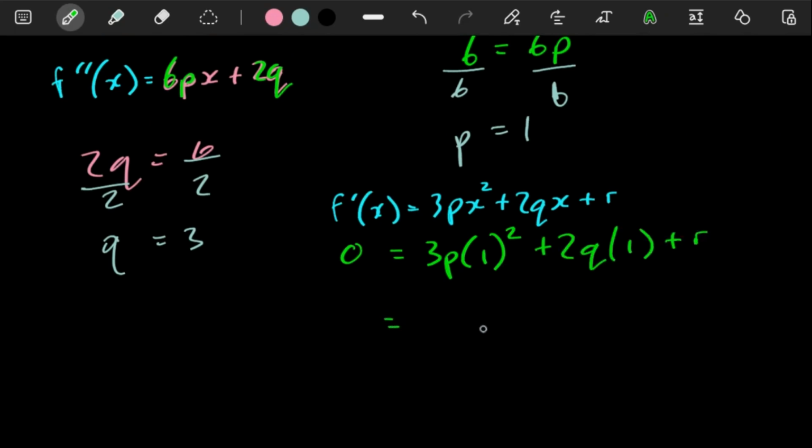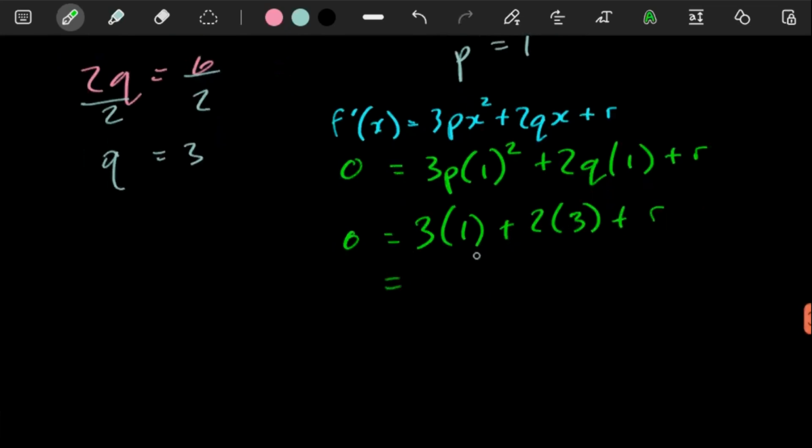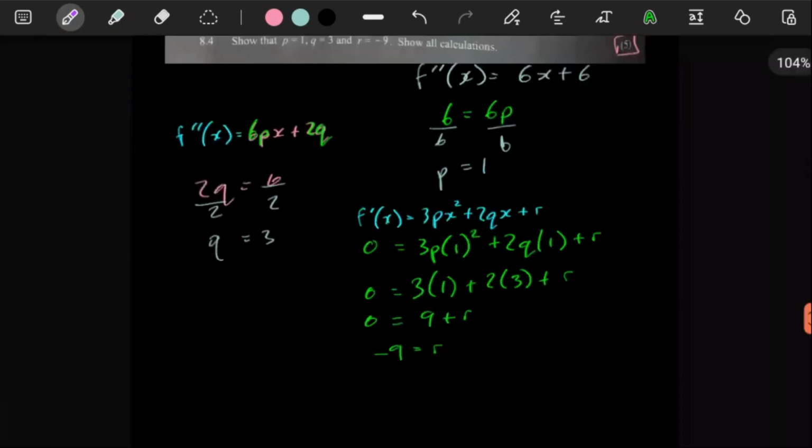And then what now? Well, we have p and q. So it's 3, p is 1, and 1 times 1 is just 1. q is 3, so it's 3 times 1, which is just 3. r is what we're looking for, and this equals 0. So here you're going to have 3 plus 6, which is 9, and when you move it to the other side, it becomes minus 9. That's the way we like it, so we have gotten all our answers. It's all good.